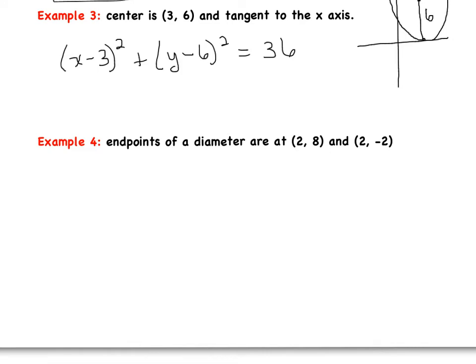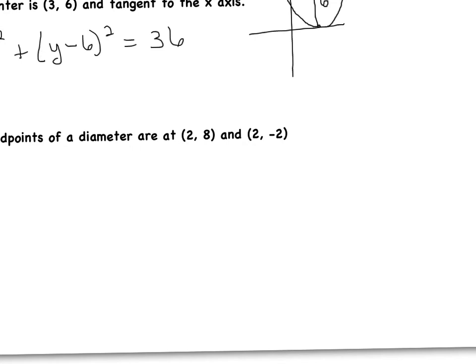Example 4 is just one more way that we can give you data and we can find the center and radius. In this case, we need to use our midpoint and distance formulas. So if I sketch over here to the side, again, my circle, I have a diameter where one point of the circle is at (2, 8), and the other point of the circle on the other end of the diameter is (2, negative 2).